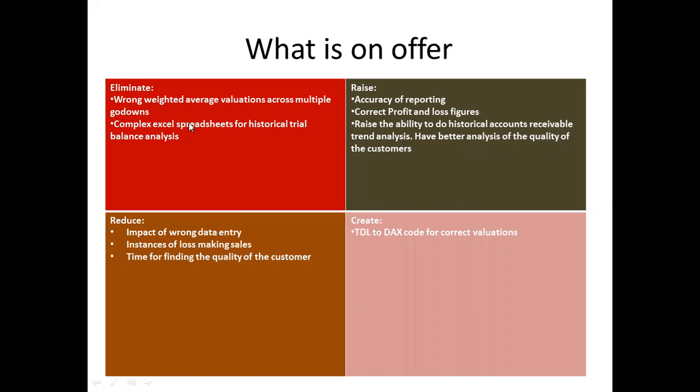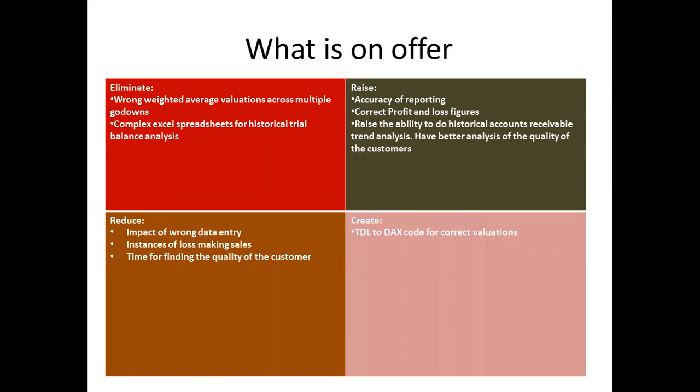We look to eliminate complex spreadsheets for historical trial balance analysis, because a lot of companies use a lot of complex spreadsheets to calculate their accounts receivable aging and accounts payable aging. We look to eliminate that. We're looking to raise the accuracy of reporting, and get the correct profit and loss figures. At times, many companies use perpetual weighted average or perpetual moving average cost for their inventory valuations, and they need a precise number. If your closing stock value is not exactly correct, then you can get a wrong profit and loss number.